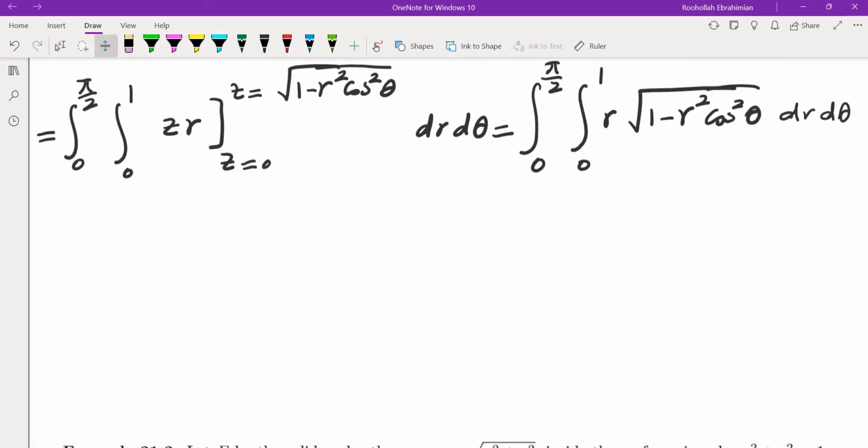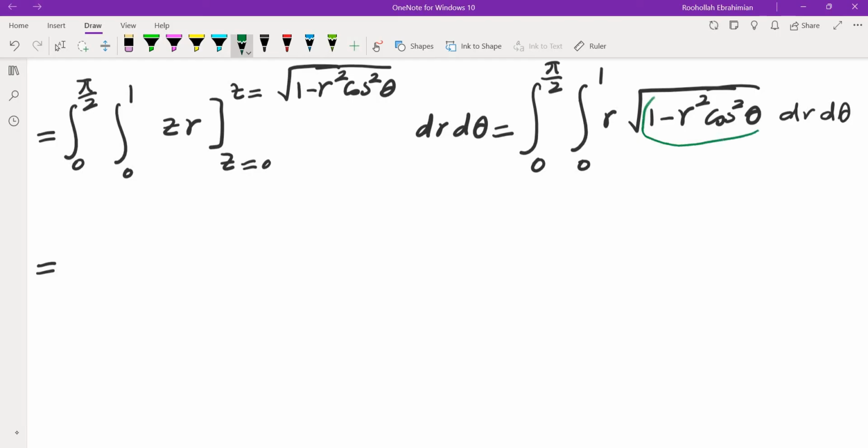So now how do we evaluate this integral? Well, to evaluate this integral, we need to do a u sub for this one, because the derivative of this is 2r cosine squared, which is right here. So r is right here. So we'll do a u sub for 1 minus r squared cosine squared theta. So this gives us du is equal to minus 2r cosine squared theta dr. And we are doing the integration with respect to r.